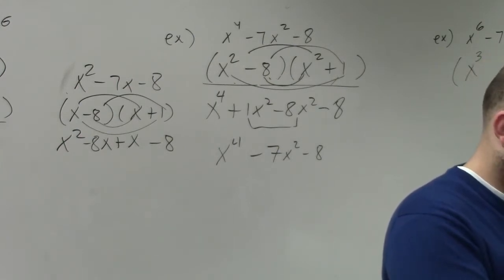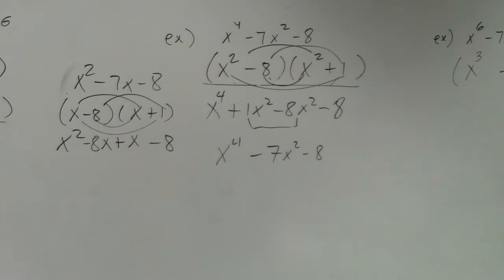x squared. Your last two terms are basically what multiply to give you -8, and then they add to give you -7. Remember, that's c. But that's specific. If it was +1 and -8, it wouldn't work.